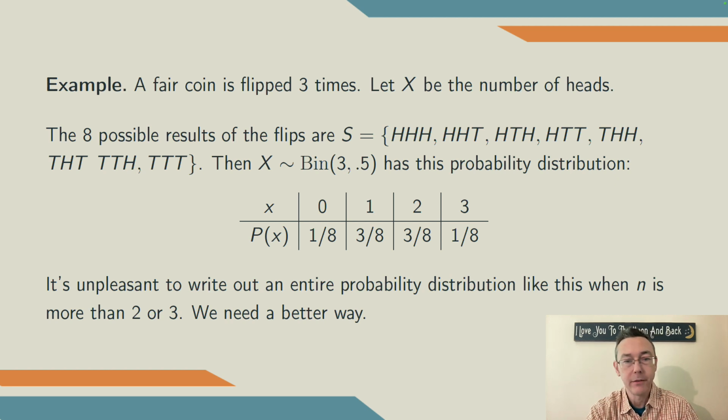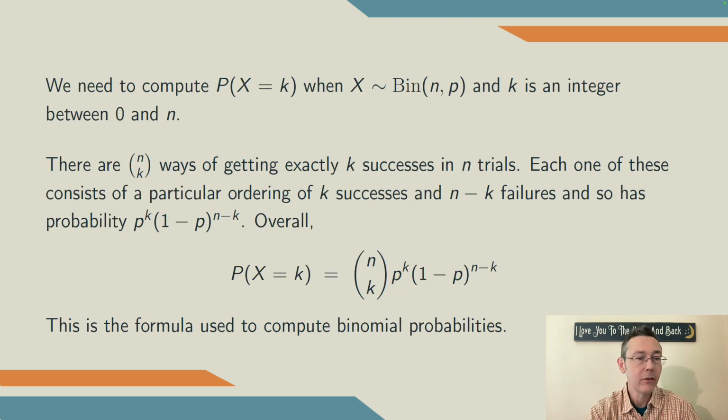Similarly, the probability of getting exactly 1 head is 3 in 8, because if you look in that sample space, there's 3 possible outcomes that have exactly 1 head. Now, writing out the entire sample space and counting how many outcomes are in each of these events is a lot of work. It's manageable for 3 flips, but when you get into larger numbers of trials, it becomes unwieldy. So we need a better way. So let's get into some of the math here.